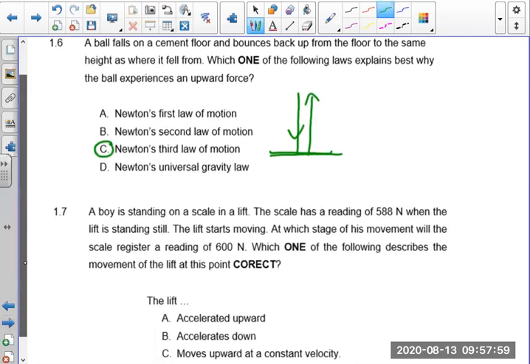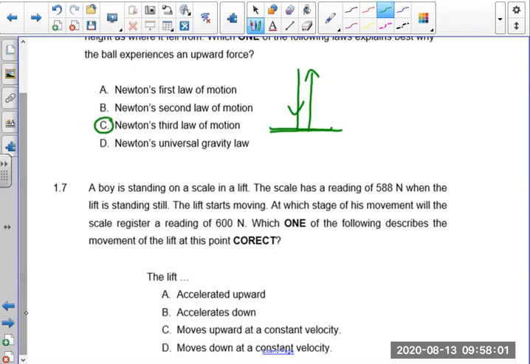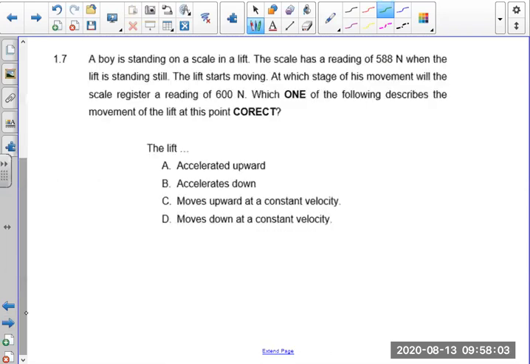1.7, a boy standing on a scale in a lift. Okay, the scale has a reading of 588 newtons when the lift is standing still. But if the lift starts to move, at which stage of his movement will the scale register a reading of 600 newtons? Which one of the following describe the movement of the lift at that point?